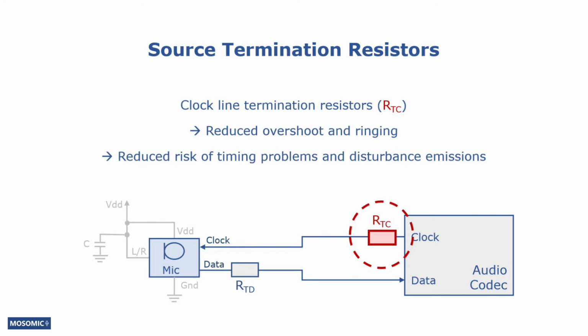The resistors on the clock line, RTC, help avoid overshoot and ringing when the clock signal switches from 1 to 0 or vice versa. Clock line termination resistors reduce the risk of interface timing problems and disturbance emissions. The ability of MEMS microphones to tolerate clock overshoot varies from microphone to microphone. The resistors may also reduce the amount of current consumed by the interface.